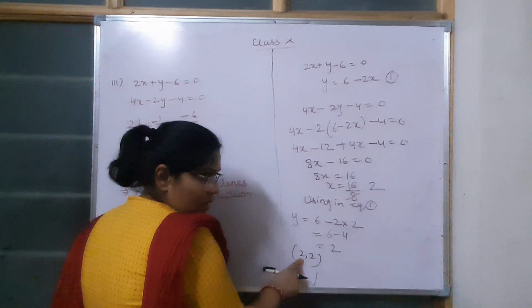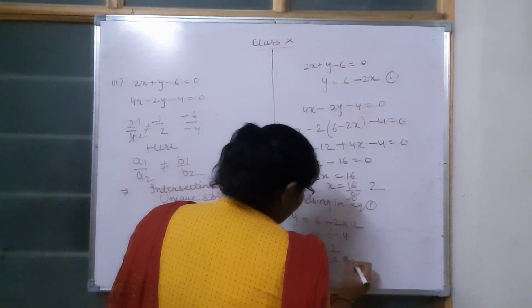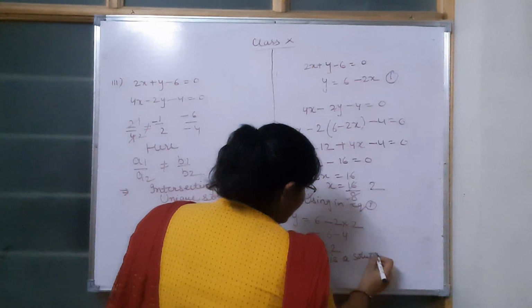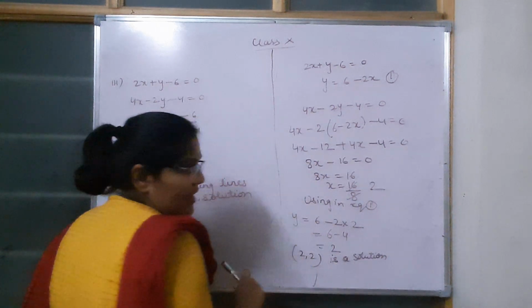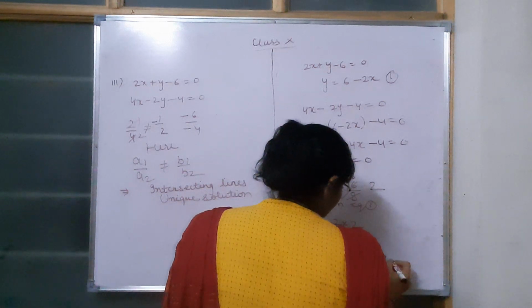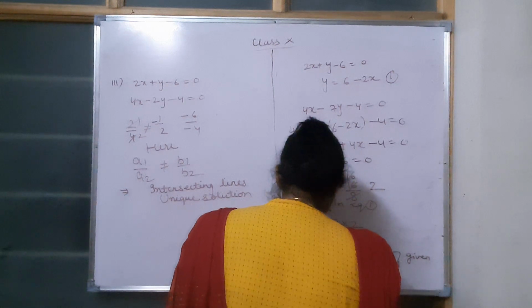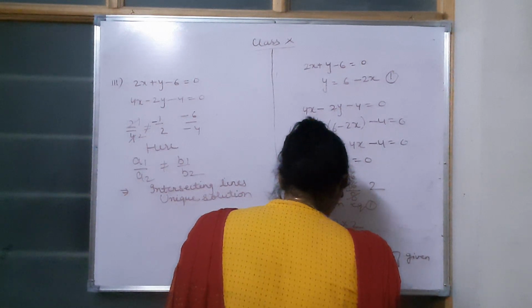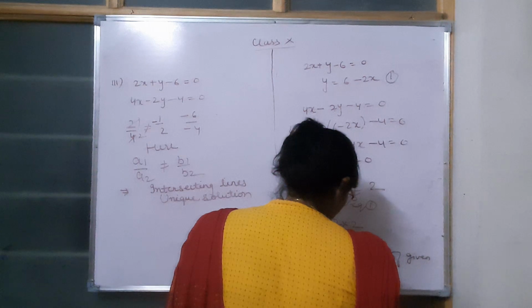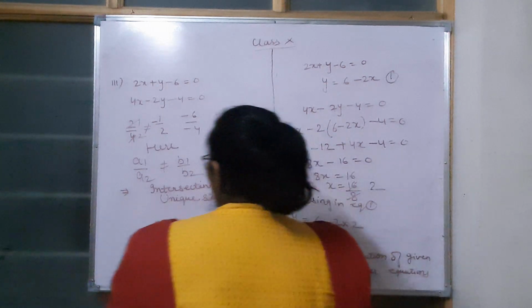Here we will write the x coordinate and y coordinate as a solution of the equation. Solution means these two lines will intersect; 2 comma 2 is a solution of the given pair of equations. Alright, now moving on to the next question.